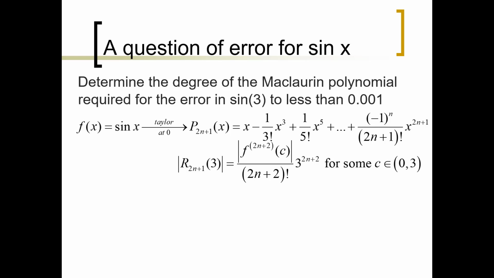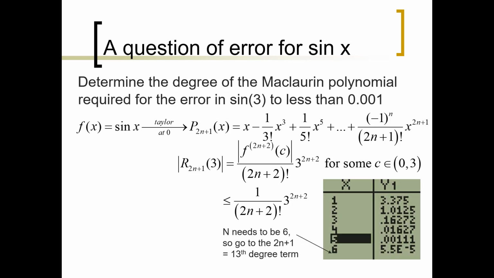But since I'm looking for the absolute error, I put in absolute values. Remember that the derivatives of sine, no matter how many derivatives you take, are either sine, cosine, negative sine, or negative cosine. So in absolute value, that's either the absolute value of sine or the absolute value of cosine. And in that case, I don't care what c is. If I evaluate either of those at any number, the result is always less than or equal to 1. So I can say that the remainder, no matter what happens, will be less than that fraction.